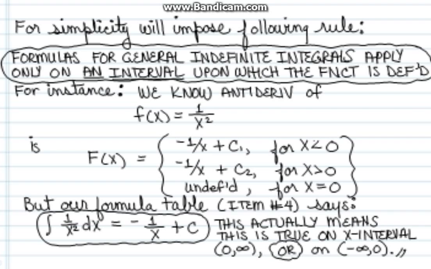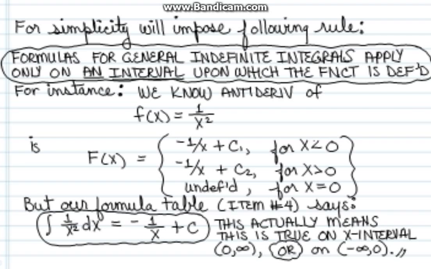Here's an example. We know that the antiderivative of the function 1 over x squared, the actual graph is going to have a discontinuity at x equals 0. It's an asymptote. And therefore, what you see when you do the graph has a different expression for the antiderivative on the left and on the right of that point of discontinuity, x equals 0.